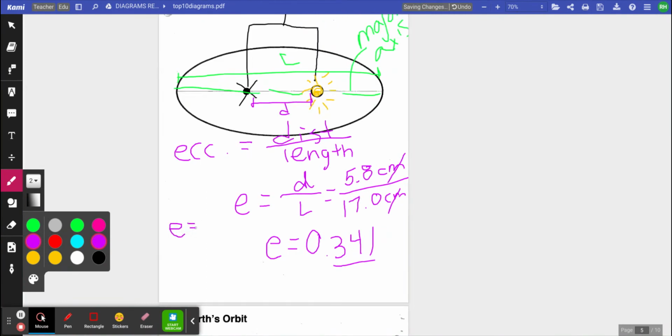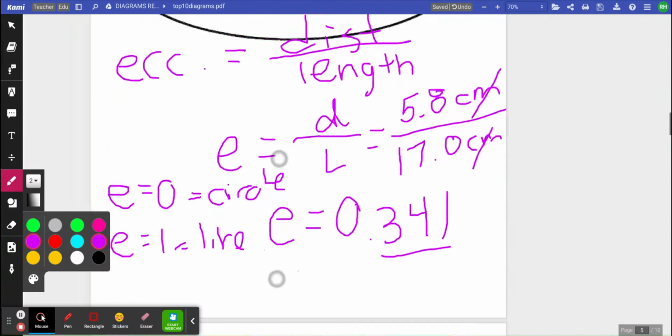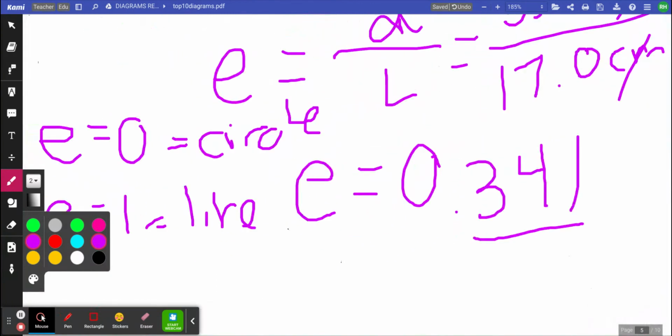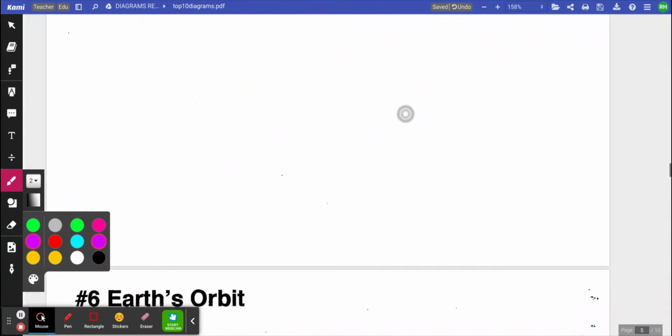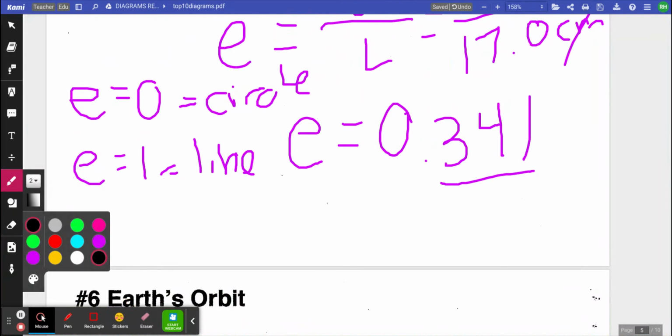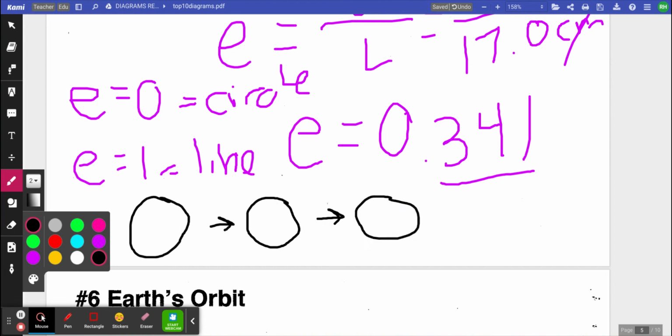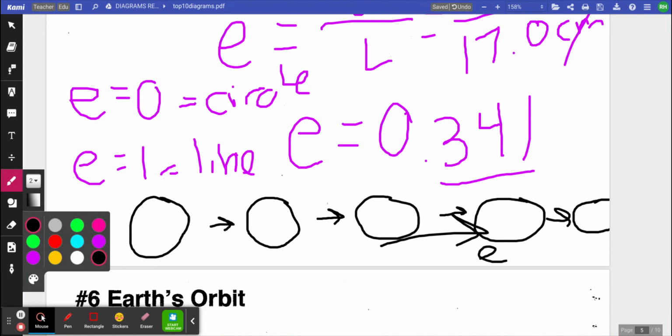Eccentricity ranges from zero at a circle to one, which is a line. So let's zoom in down here, get some empty space. If I start with a pretty perfect circle and then get more eccentric, it starts to get a little squished, a little more squished, a little more squished, and even more squished. That's increasing eccentricity, more eccentric. Awesome.